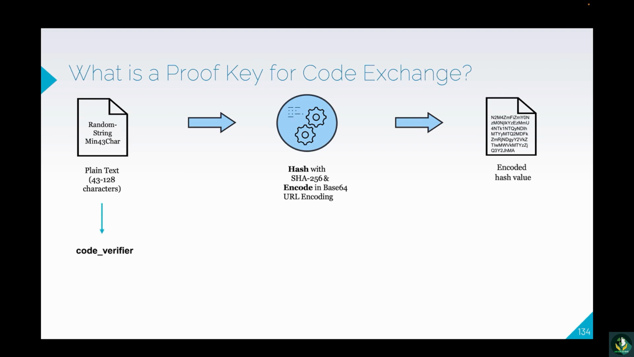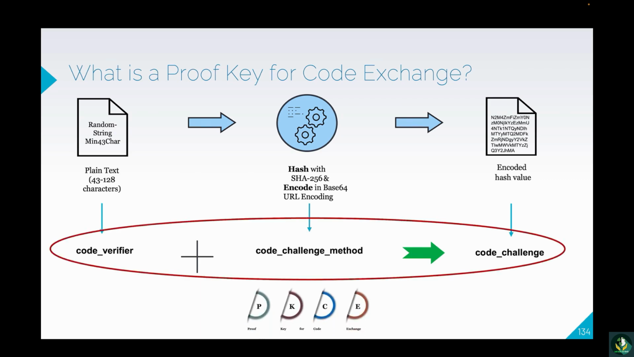In PKCE, the random string is called the code verifier. The encoded hash value is called the code challenge, and the hashing algorithm used is called the code challenge method. If we have the code verifier and the code challenge method, we can generate the code challenge. And this is exactly the core of PKCE, the proof key for code exchange.